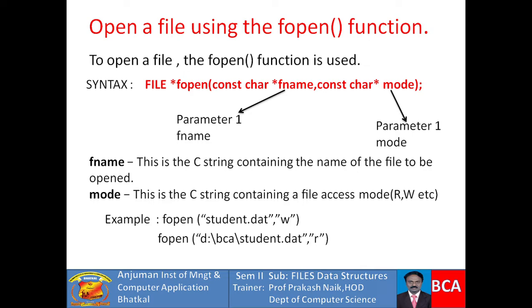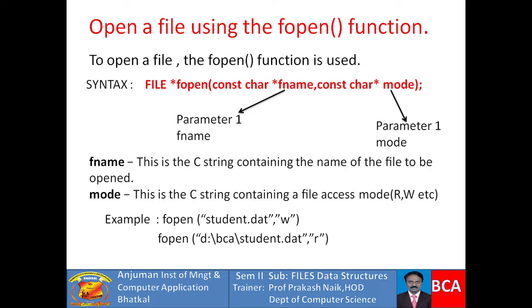The first example says fopen within the parenthesis student.dat, w. This means a file called student.dat is created in the current directory in the write mode. That means the contents can be written to a file. Second example says fopen within parenthesis d:/bca/student.dat, r. Here an existing file is opened which is present in the BCA folder of D drive, and this is open for reading purpose.